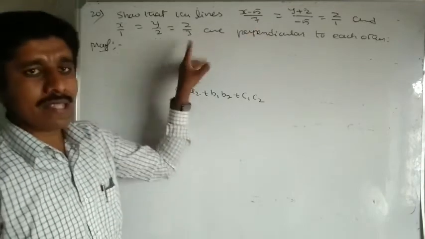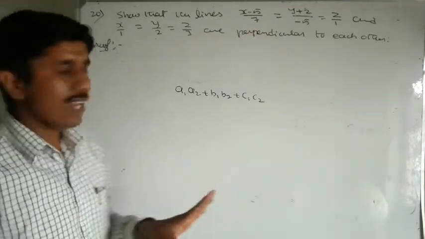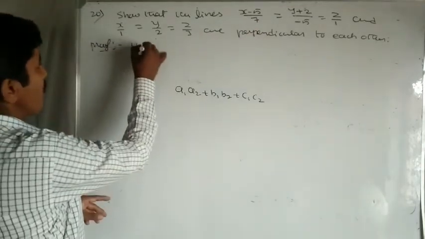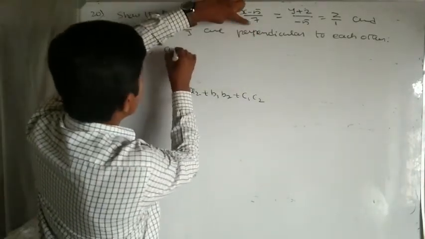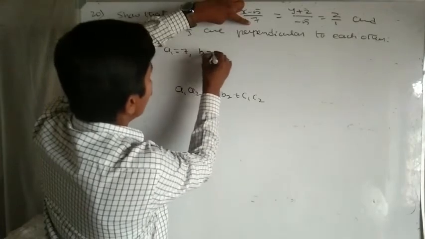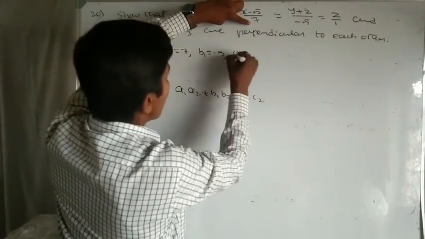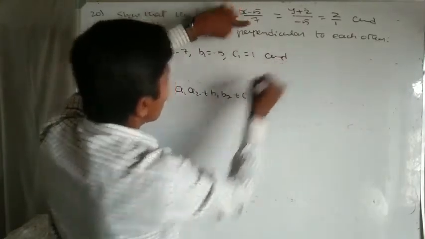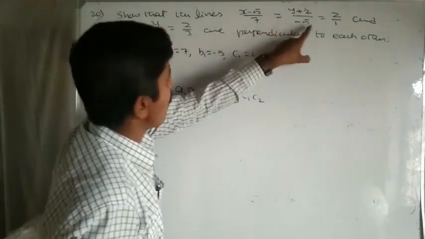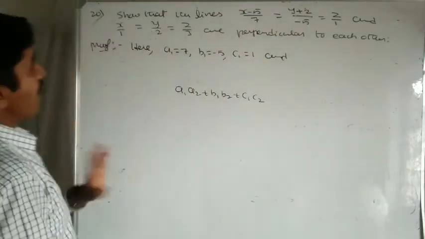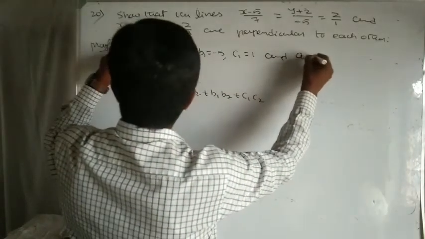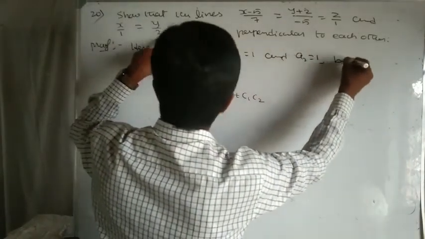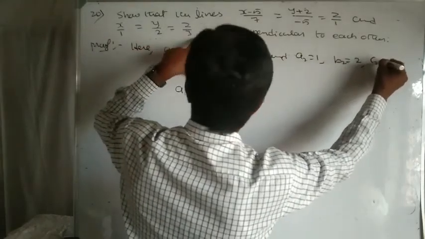Clearly the given two lines are in standard form, therefore write directly. So the direction ratios of the first line are the denominators: a1 equals 7, b1 equals minus 5, c1 equals 1. Direction ratios of the first line are 7, minus 5, 1. And the direction ratios of the second line are 1, 2, 3: a2 equals 1, b2 equals 2, c2 equals 3.